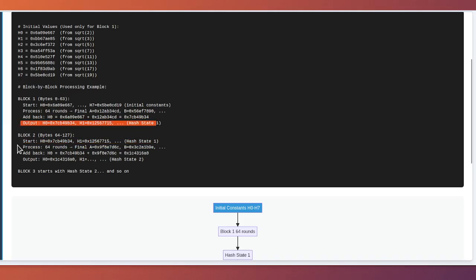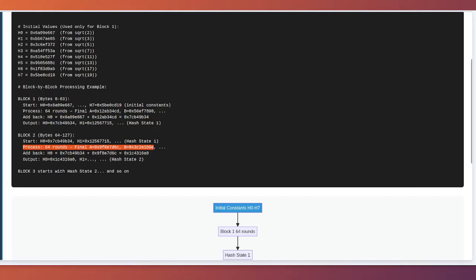So A equals H0_1, which is beginning with 7C ending with 34. B equals H1_1, which is beginning with 12 ending with 15. C equals H2_1, and so on through H equals H7_1. We are starting block 2 with the output from block 1. Now, we run 64 rounds again, using block 2's message schedule words W0 through W63, and the same round constants K0 through K63. Each round mixes block 2's data with the hash state from block 1.